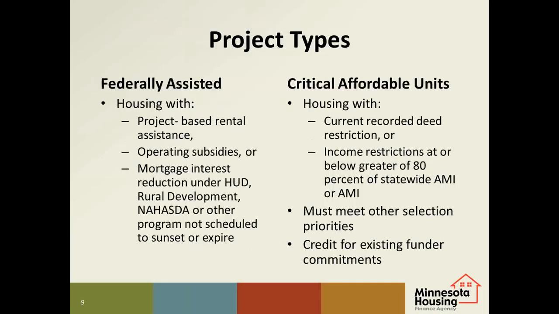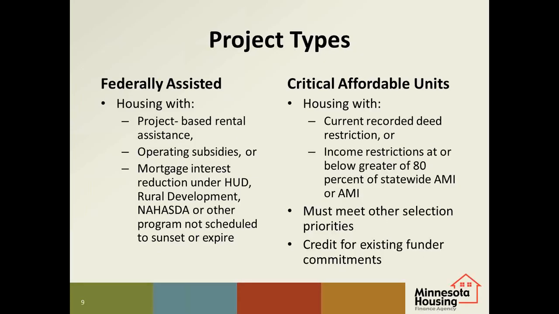Preservation has two project type categories. The first is federally assisted and is defined as any project receiving project-based rental assistance, operating subsidy, or mortgage interest reduction under HUD, Rural Development, NAHASDA, or other program. The program must not be scheduled to sunset or expire.